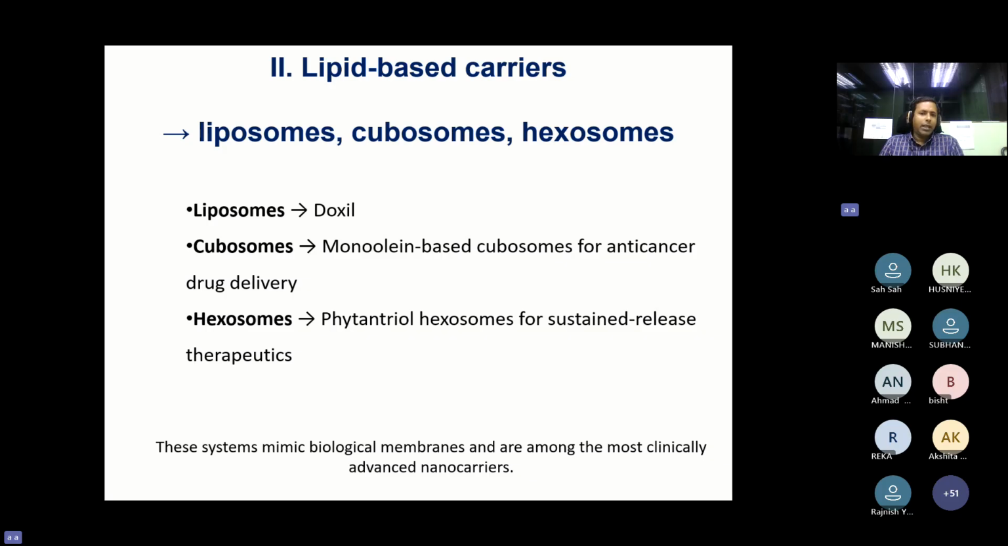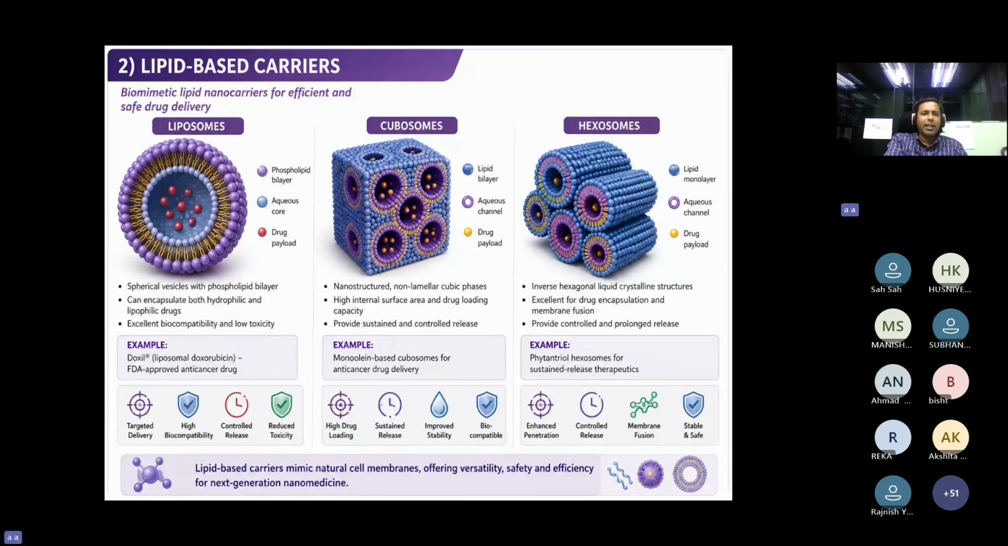Doxil is a drug used with liposomes as a coating, and monoolein-based cubosomes are currently used for anti-cancer drug delivery, and phytantriol hexosomes are currently used for sustained release therapeutics. Lipid-based carriers have a structure that you can use for both hydrophilic and hydrophobic drugs. Both types of drugs can be used with liposomes, cubosomes, and hexosomes.